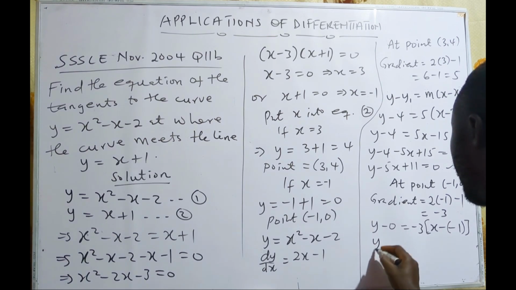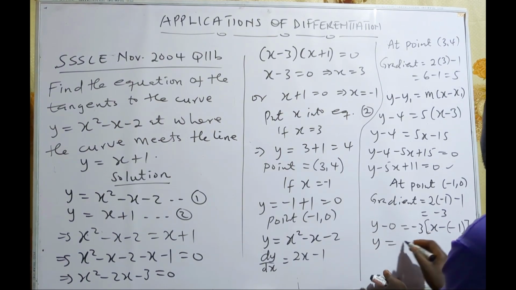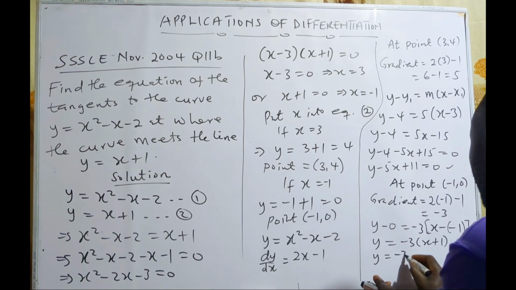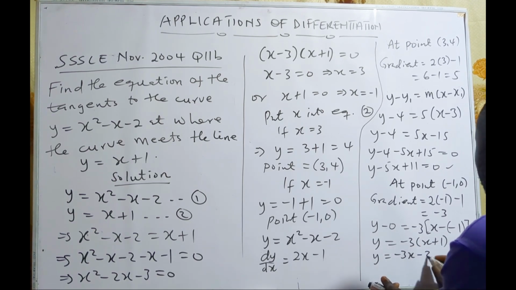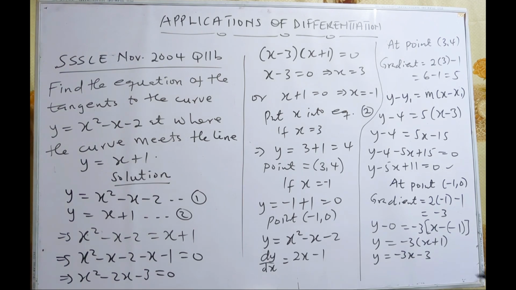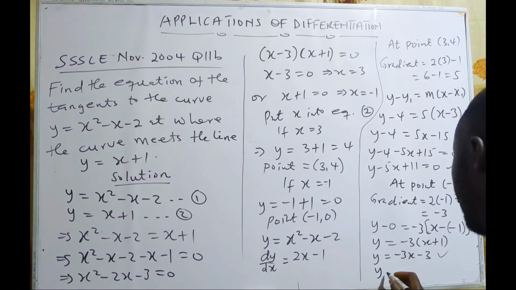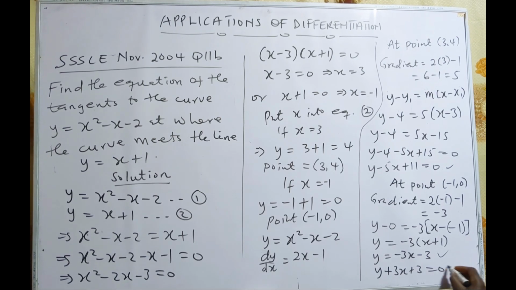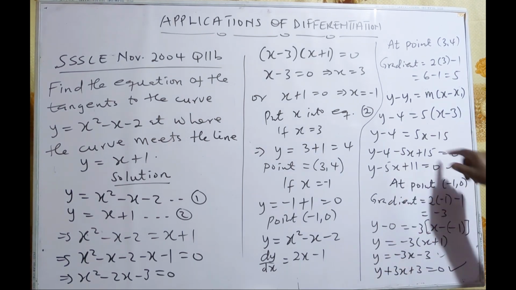So that will be y equal to minus 3 times x plus 1. So y will be equal to minus 3x minus 3. Okay, so this can be our equation, or you can bring y to one side to be y plus 3x plus 3 equal to 0. So our equation can be y plus 3x plus 3 equal to 0, or y minus 5x plus 11 equal to 0.